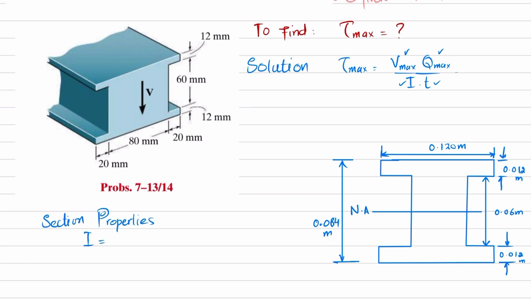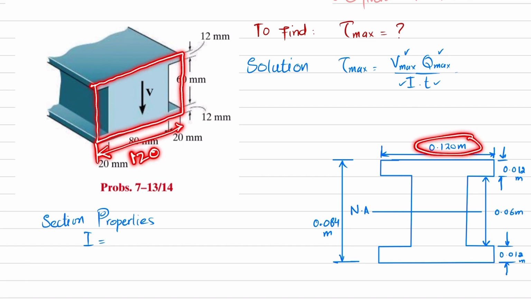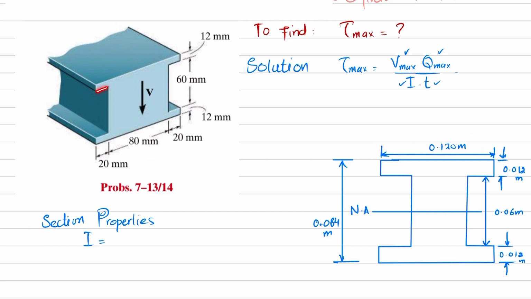First we will take it as a whole, this rectangular section. It has a total width of 120 millimeter, so in terms of meter it will be 0.120, and the total height is 84 millimeter, which in meter I have written as 0.084. Then we will subtract the moment of inertia of these two portions, the hollow portions.